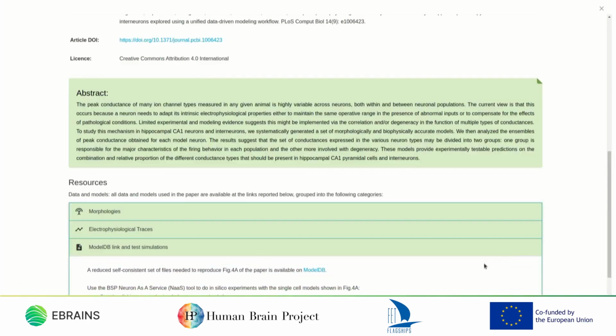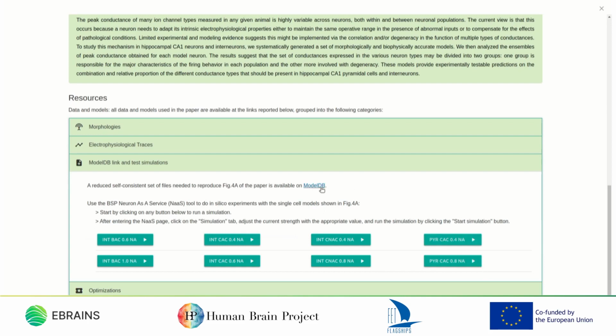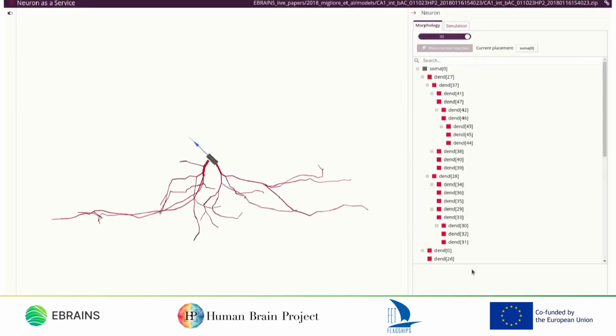In this next section, the authors have provided a link to an external resource and also the ability to launch live simulations from within the live paper. Let us try one of these. Clicking on the button launches Neuron as a Service, a web application that allows us to simulate single neuron models from within the web browser. This tool also provides a vast number of features. For starters, it allows us to view the 3D morphology of the neuron like this, or also as a dendrogram.